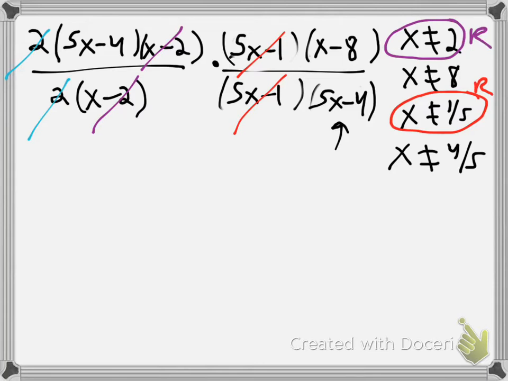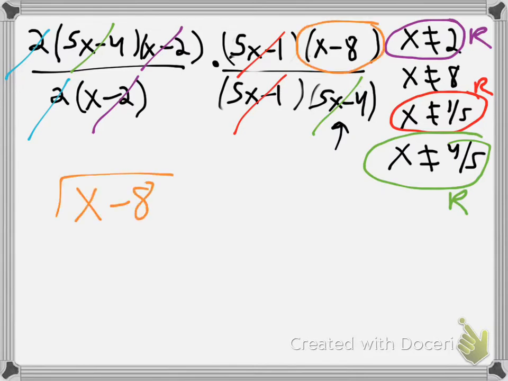And 5x minus 4 over 5x minus 4 cancels out, meaning my 4/5 is removable. And so all I'm left with is a lonely little x minus 8 as an answer, and that is non-removable. So x can't be 8. So that is our answer. X minus 8 is the simplification of that long, crazy division problem.